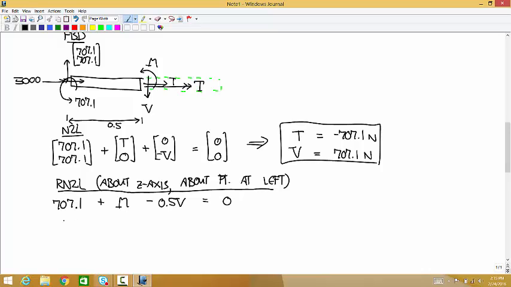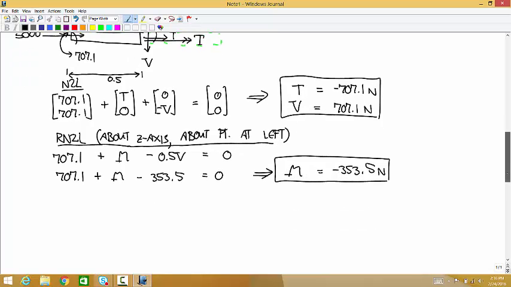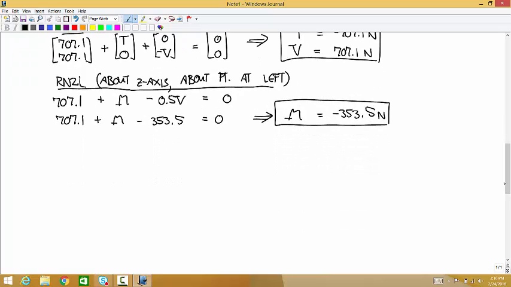Well, we already know what V is, so 707.1 plus M minus 0.5 times V, which is 353.5. And so M is equal to negative 353.5.